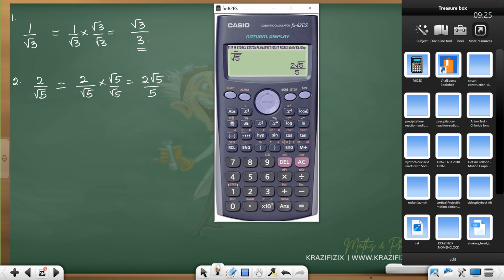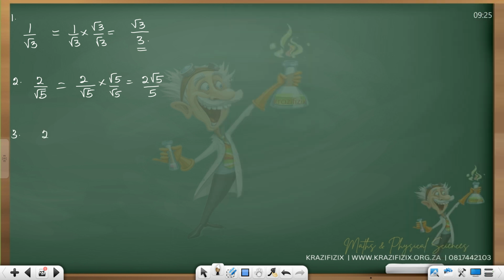What about this one? Let's try one more. 2 over 3 root 2. What will this give you? We have 2 more things to look at, and then we'll be done on this one. Very short.